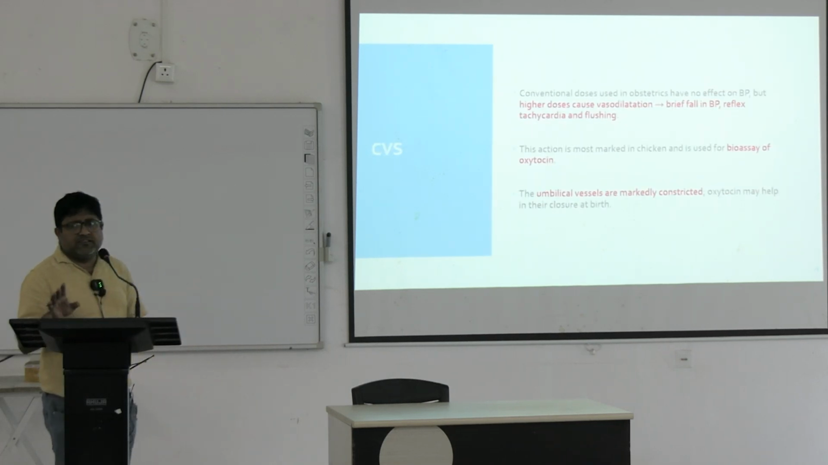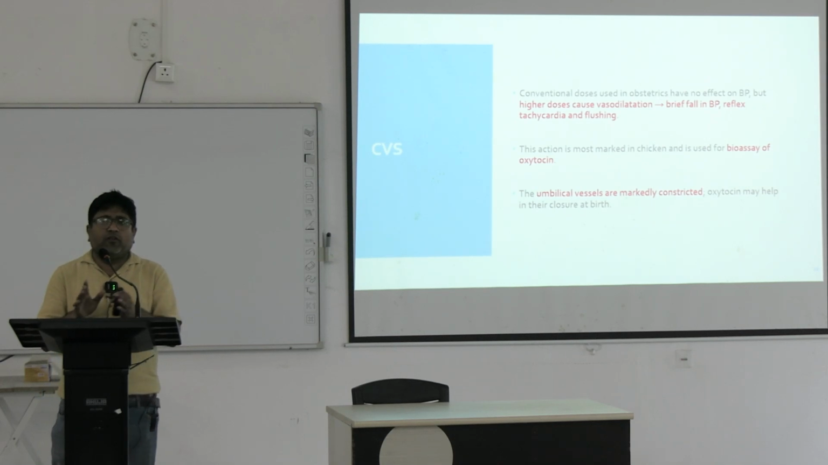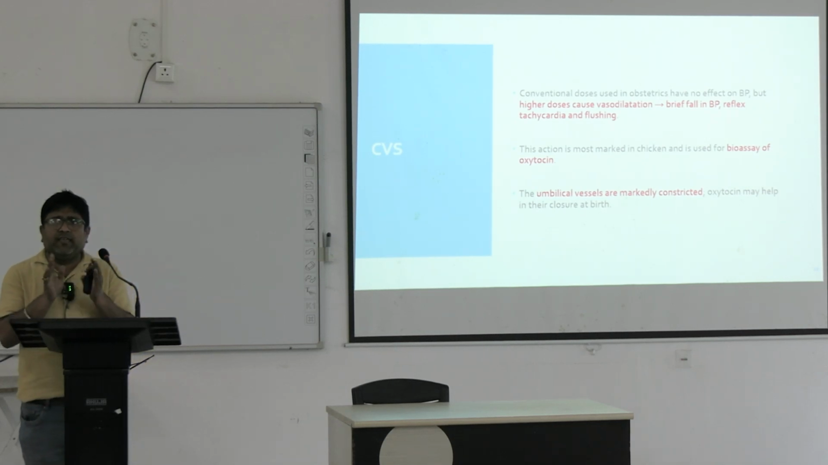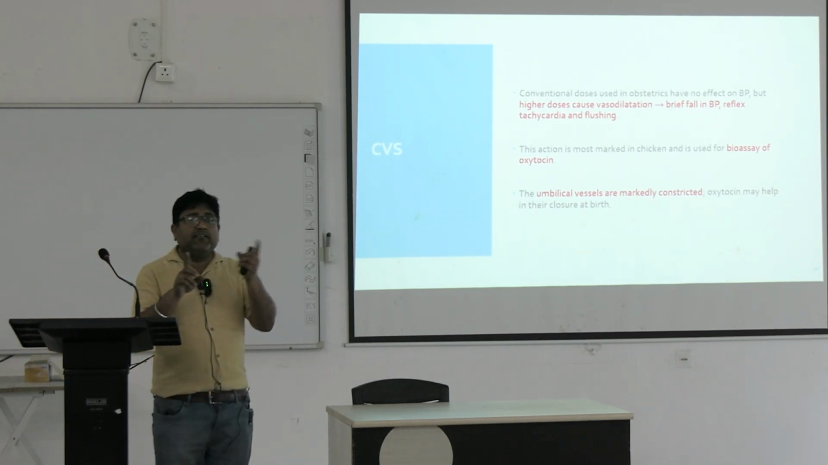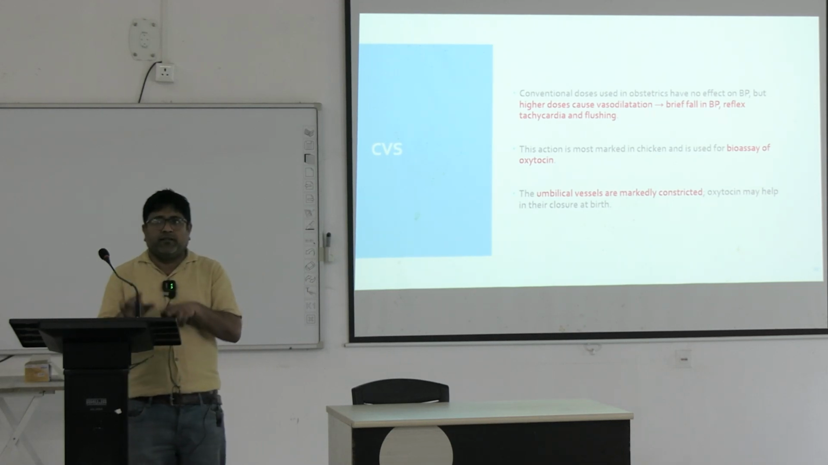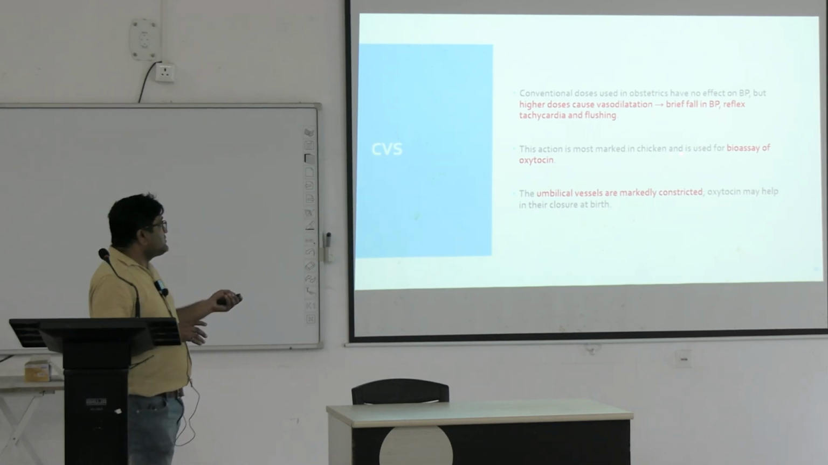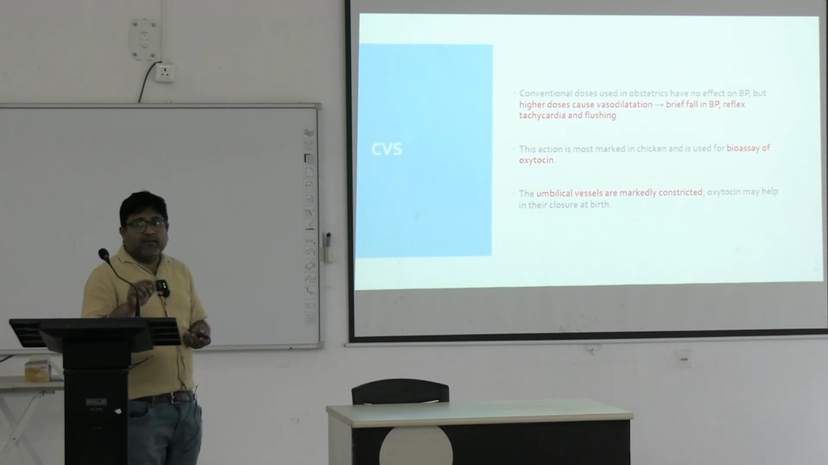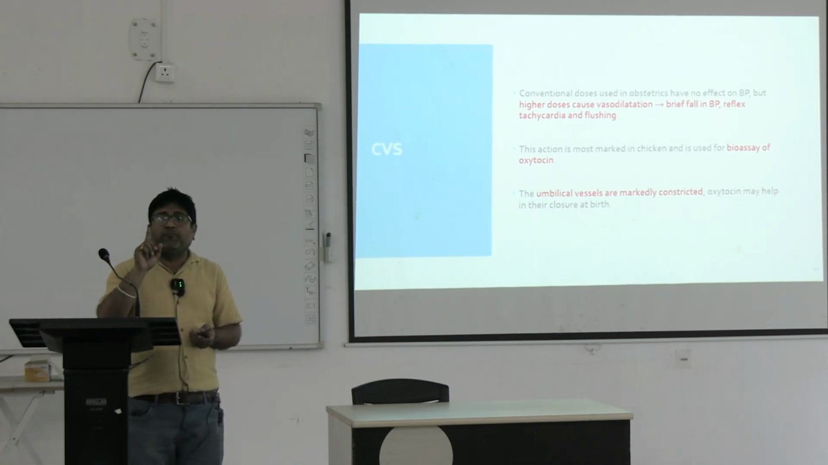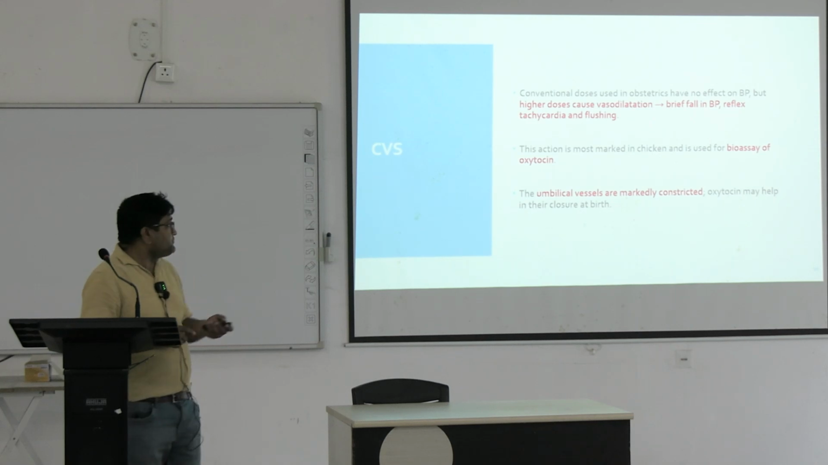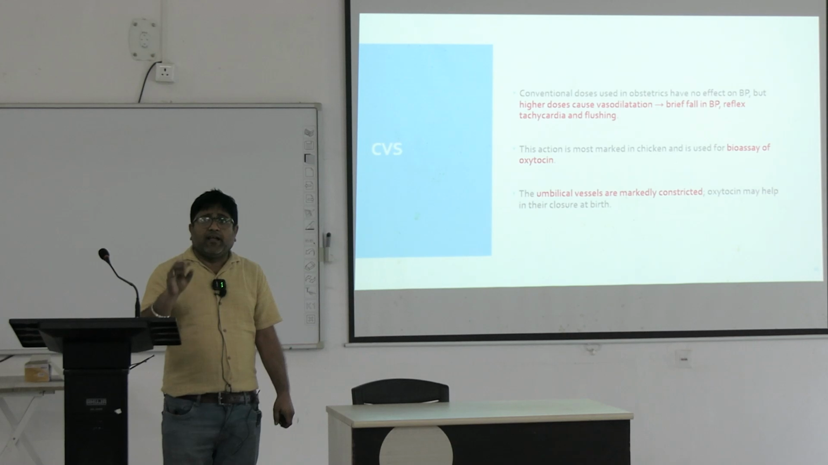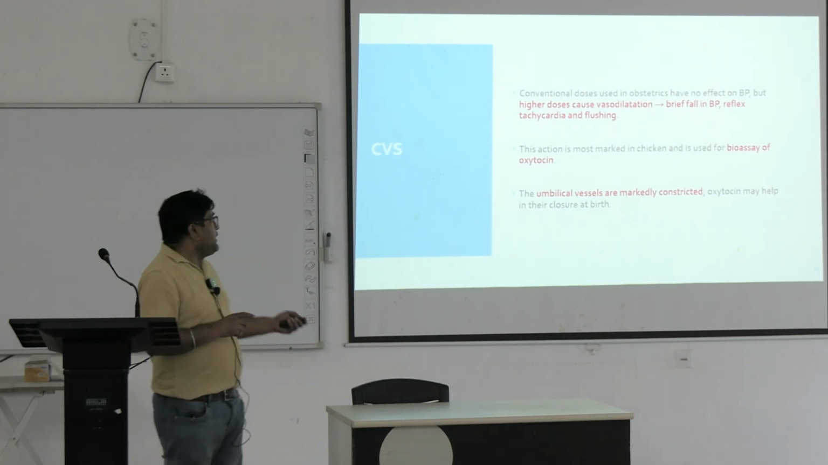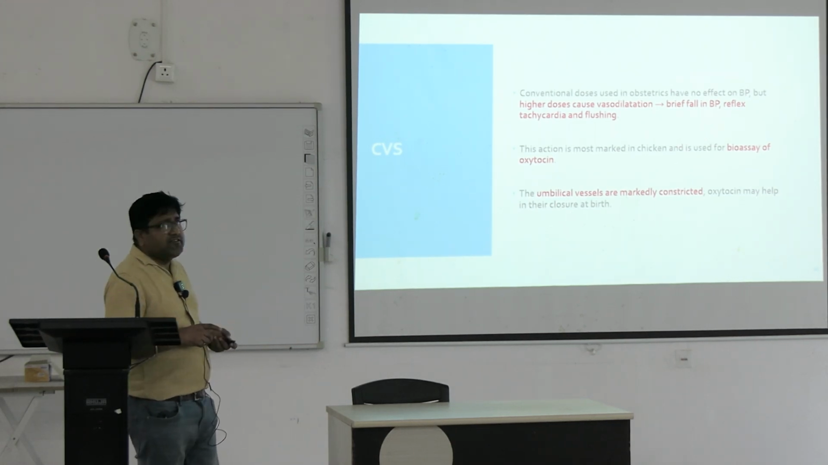Coming to the cardiovascular system, the dose we use in obstetrics generally does not have any impact on the cardiovascular system, but a higher dose can cause vasodilatation, resulting in a fall of blood pressure and reflex tachycardia. The action is most marked in the chicken, and hence it is utilized for bioassay of oxytocin. The umbilical veins are markedly constricted, and possibly oxytocin plays a role in the closure of the umbilical veins at birth.